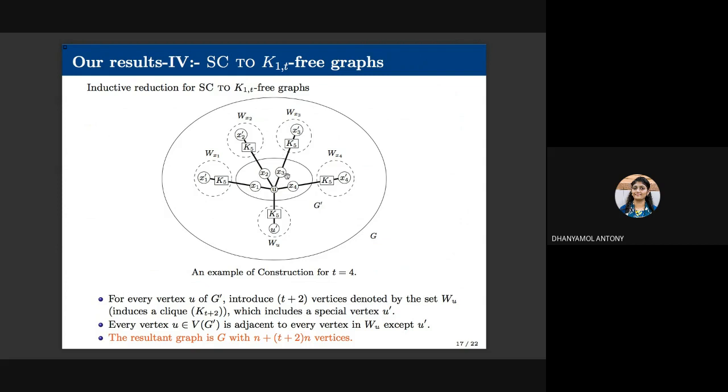If the graph G prime contains a K1T, then taking one vertex from this newly introduced set forms a K1T+1 in G. And we proved that G prime is a yes instance of SC2 K1T free graphs if and only if G is a yes instance of SC2 K1T+1 free graphs.